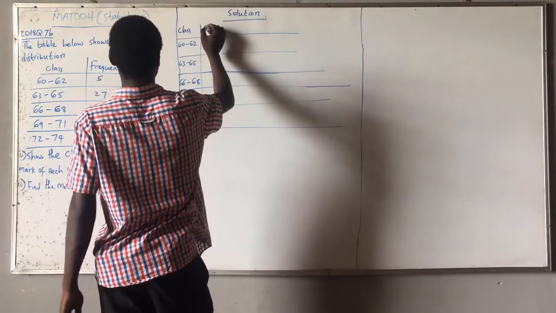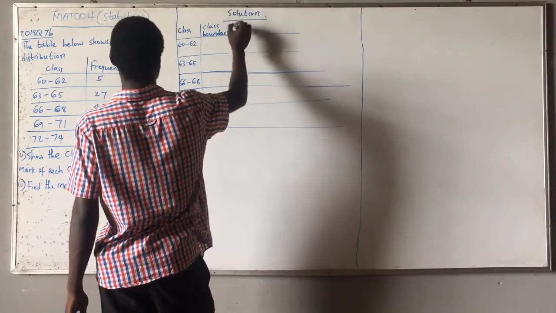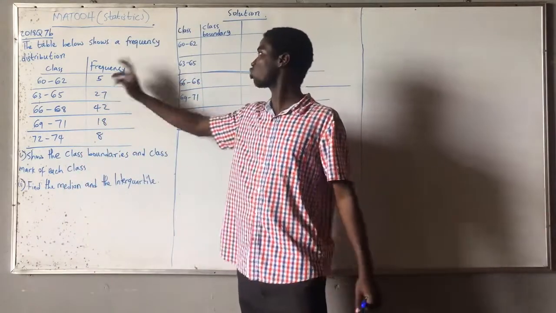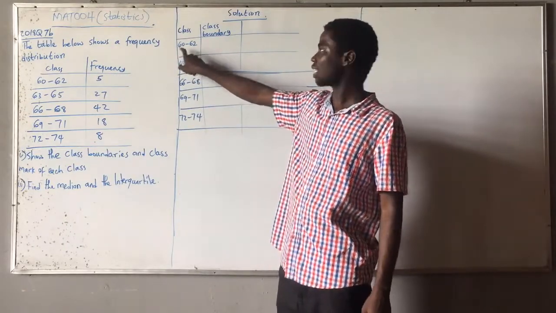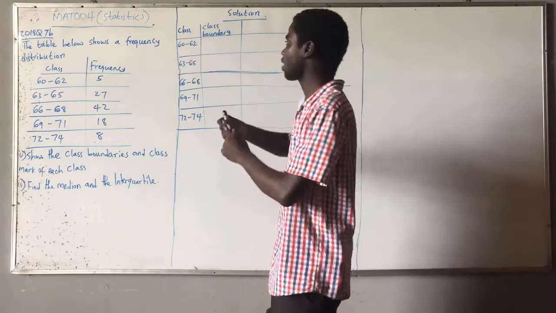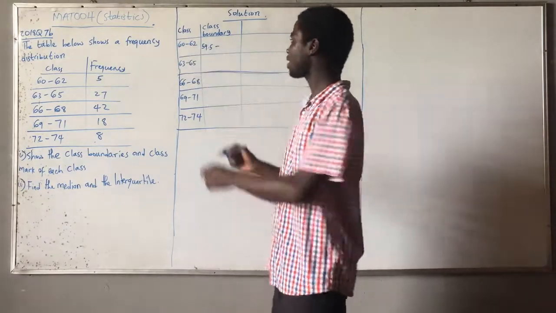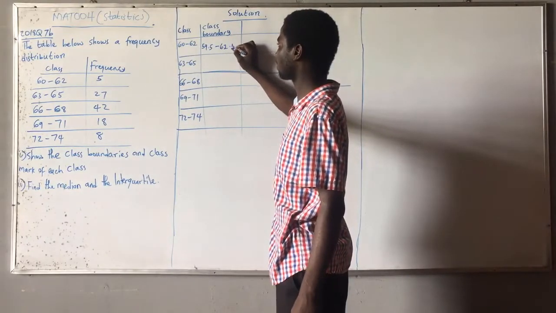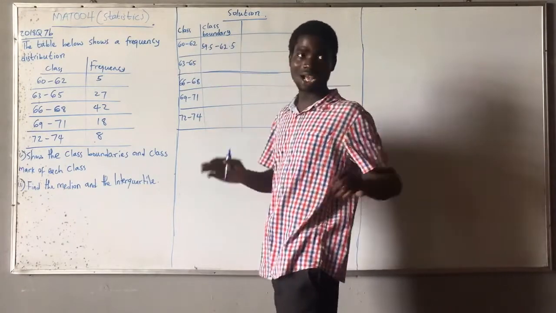Now, what will be the class boundary? From the lower limit you will subtract 0.5. From the upper limit you will add 0.5. If you subtract 0.5 here, you will have 59.5. Then if you add 0.5 here, you have 62.5. So the same thing, that's how you will do for everything. That is how you will get the class boundary.